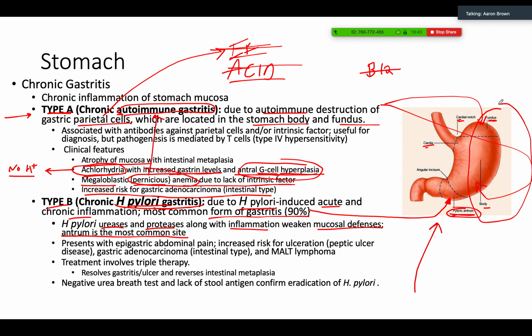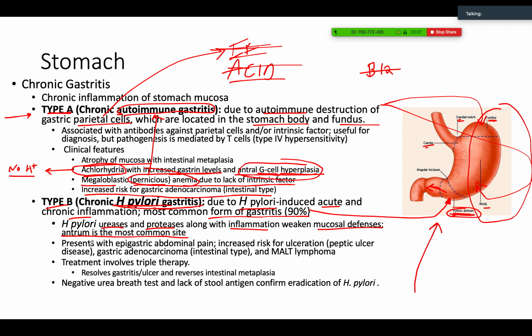Okay, why am I focusing in on this? I had a question that talked about type A gastritis and then labeled the stomach and asked me to pick a label that corresponded to where the gastritis would be happening. Okay, and so this is why I'm focusing on it. When you see H. pylori gastritis, think about the antrum, which is the area right before you get to the pylorus. Okay, and then you get into the duodenum.